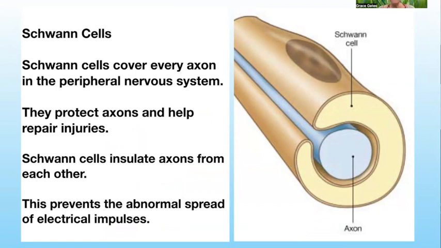Okay, now Schwann cells cover every axon in the peripheral nervous system. They protect the axons and help repair any injuries. Schwann cells insulate axons from each other. This prevents the abnormal spread of electrical impulses, and we will also find out that the insulation speeds the travel of electrical impulses within axons.